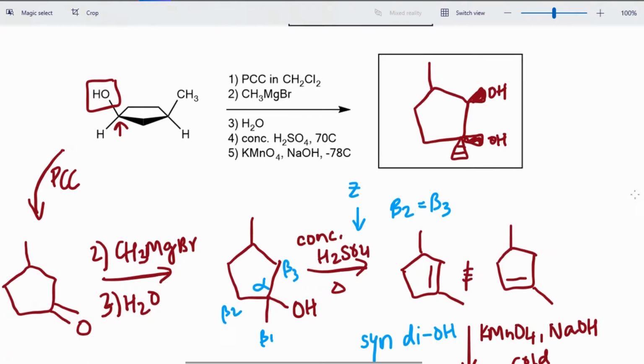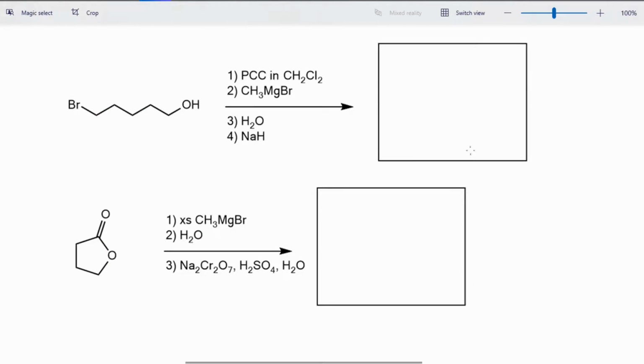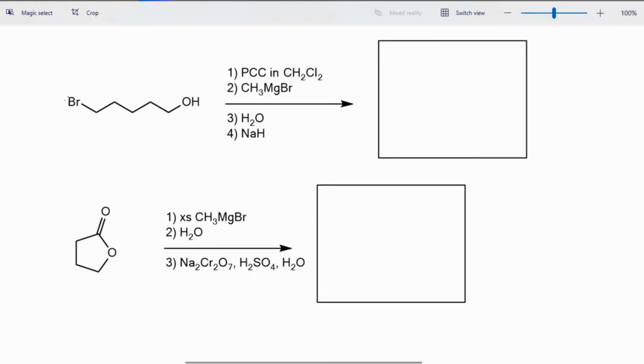Now if you drew it for this compound over here, you'd have a similar outcome, but remember your OH wouldn't be on this position, it'd be over here somewhere. We're going to work on the next part of this question, where we're dealing with this halide that also contains a hydroxyl group, and we're going to treat it first with PCC and CH2Cl2.